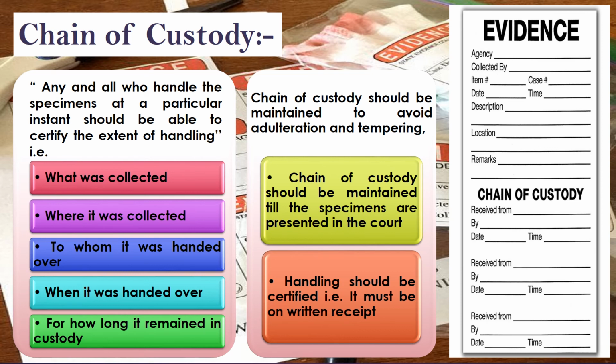Chain of custody. Any and all who handle the specimens at a particular instant should be able to certify the extent of handling, that is, what was collected, where it was collected, to whom it was handed over, when it was handed over, for how long it remained in custody. Chain of custody should be maintained to avoid adulteration and tampering. Chain of custody should be maintained till the specimens are presented in the court. Handling should be certified.